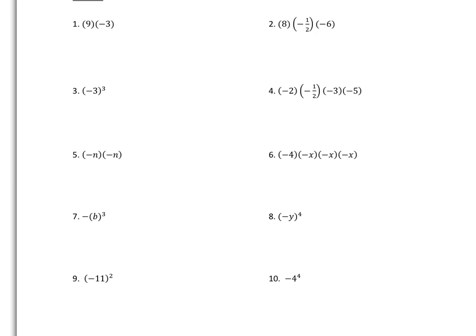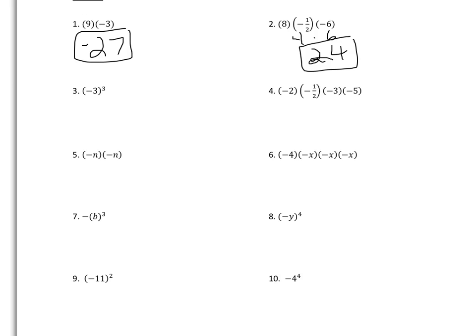Number 1, we've got 9 times a negative 3. Signs are different, so your answer is going to be a negative 27. All right. And number 2, and realize multiplication is commutative, so we could really do this in any order we want. We have an even number of negative signs, so I know it's going to be positive. I know half of 8 is 4. 4 times 6 would give me 24. Oops. And it's going to be positive because I have an even number of negative signs.